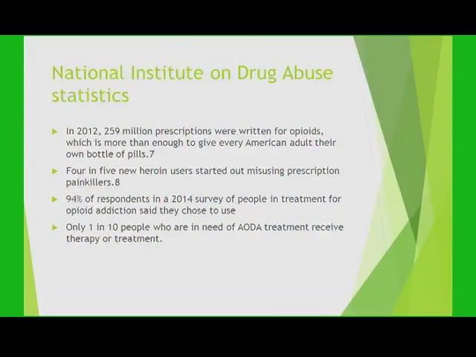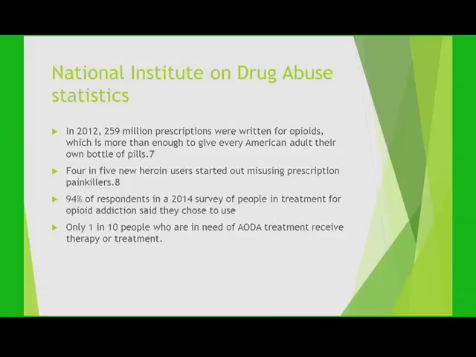So these are just some statistics from the National Institute of Drug Abuse. So in 2012, 259 million prescriptions were written for opioids, which is enough to give every American adult their own pill bottle. So that was discussed earlier too with the overload of prescription medications. 4 in 5 new heroin users started out misusing painkillers.